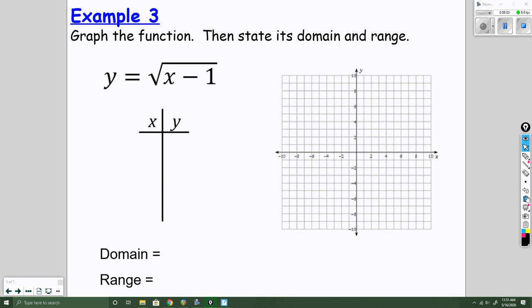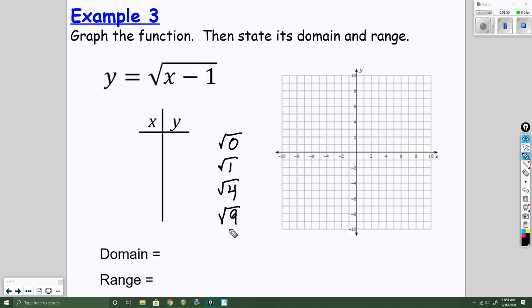All right, so in the next one, we can't just choose 0, 1, 4, 9. If we choose 0, then we'd have 0 minus 1, which would give us the square root of -1, which we can't plot on our graph. So in this case, this comes back to the question, what does x have to be for us to get 0, 1, 4, and 9?